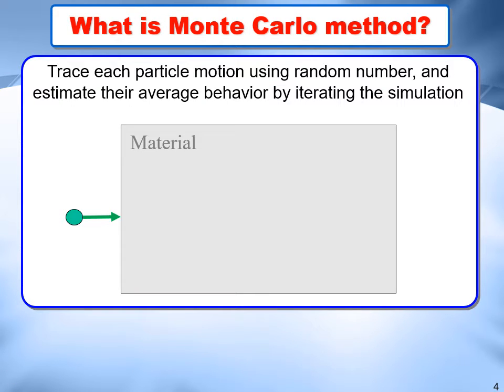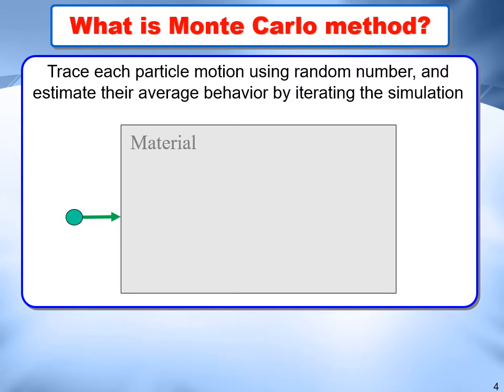In this slide, we briefly explain what is Monte Carlo method. Monte Carlo method itself is a general simulation technique that uses random number, and when it is applied to the particle transport simulation, it traces each particle motion using random number, and estimate their average behavior by iterating the simulation.